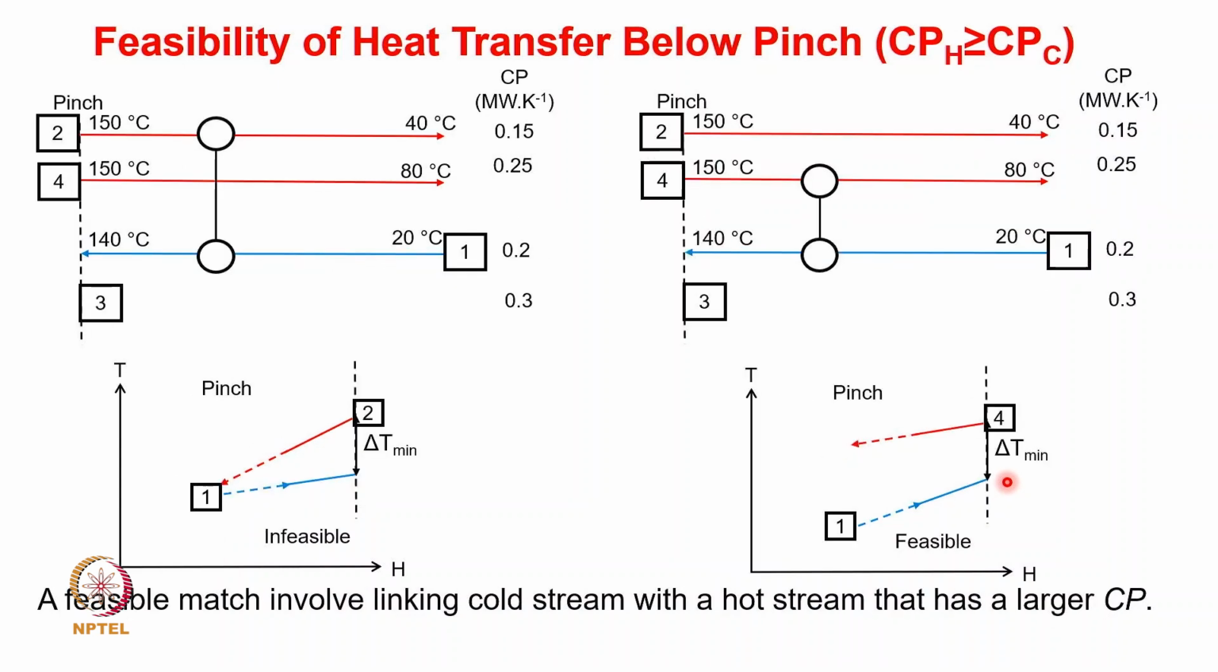Now, how to do it below the pinch? If you are connecting below the pinch, again, your cold stream is at 0.2, you cannot connect that to 0.15, because the Cp value of stream 2 is 0.15 and the value of cold stream 1 is 0.2. So the connection should be given to a stream that has a higher Cp than 0.2. The feasible connection here is between stream 1 and stream 4. So you can see this is a correct connection. The other connection would result in an infeasible operation.